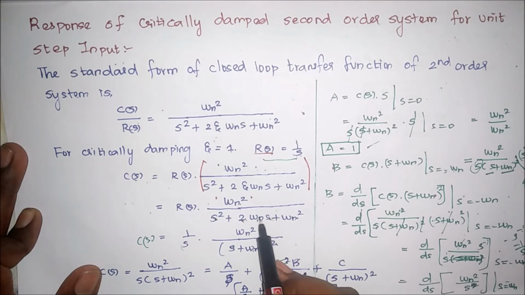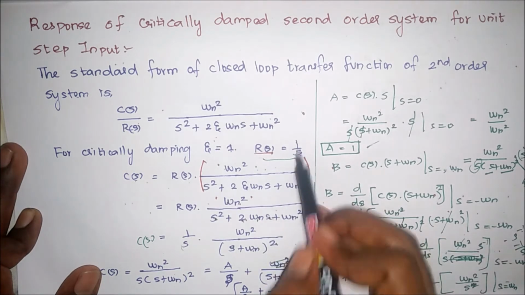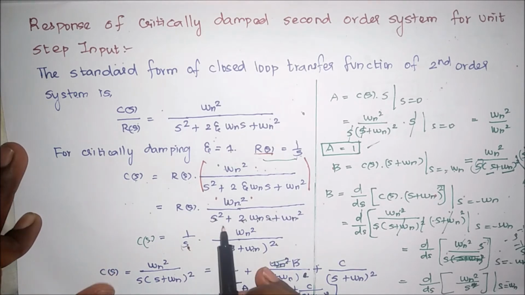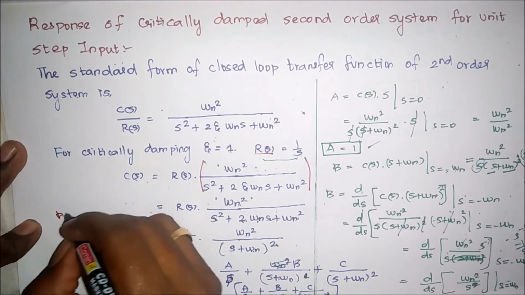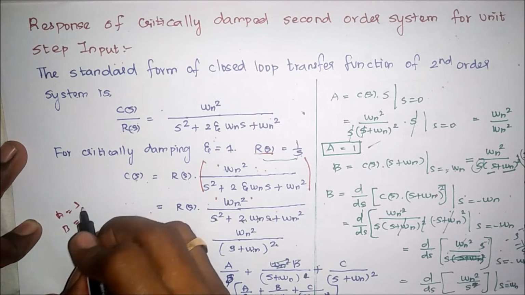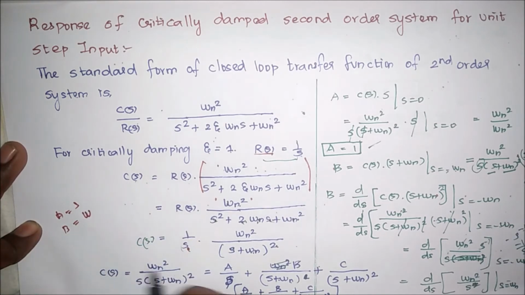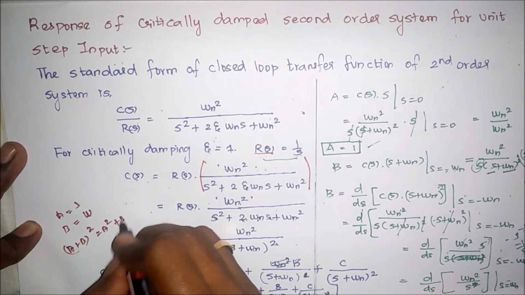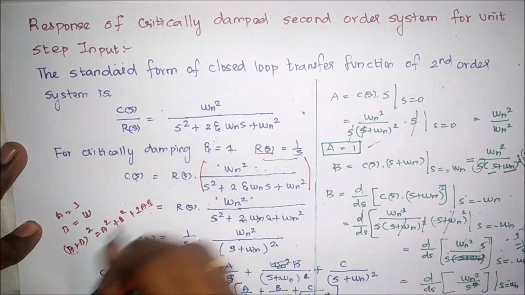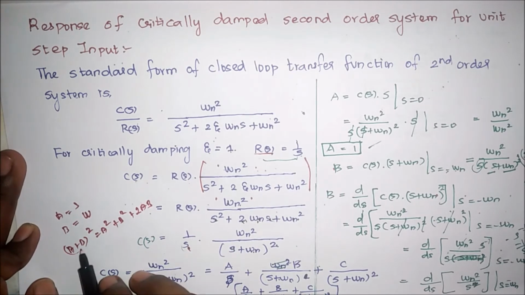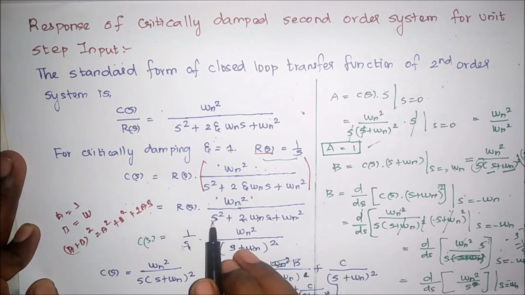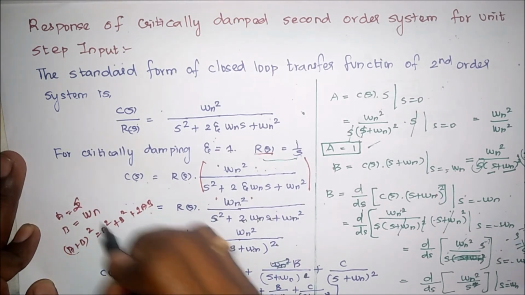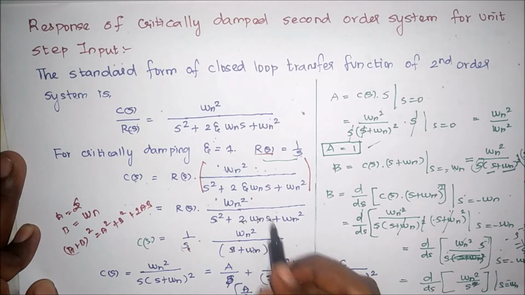So the middle term is 2 omega n S. Instead of R(S), we have to substitute 1 by S. We know the form: suppose A equal to S, B equal to omega n. Then (A plus B) the whole square equals A square plus B square plus 2AB. This is the standard equation, and our denominator is in this form, with A equal to S and B equal to omega n. Therefore the denominator is (S plus omega n) square.